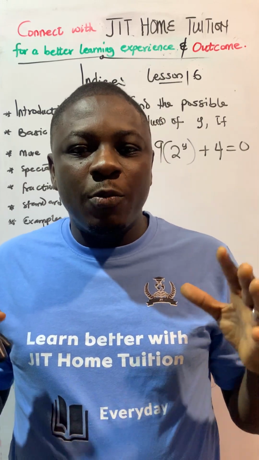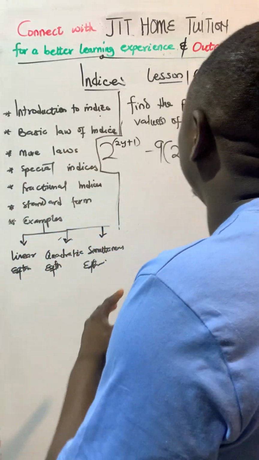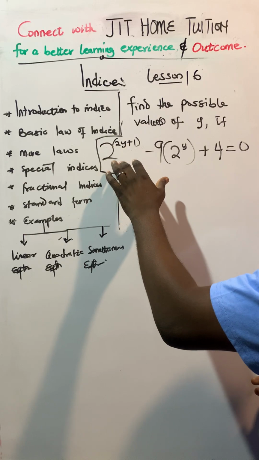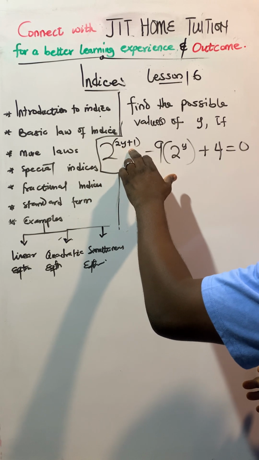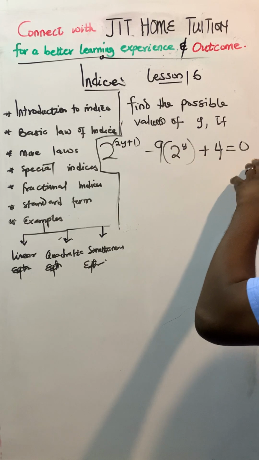In this video, I'm going to teach you how to solve the question we have on the board. So the question says, find the possible values of y if you have 2 exponent 2y plus 1 minus 9 into bracket 2 exponent y plus 4 equal to 0.